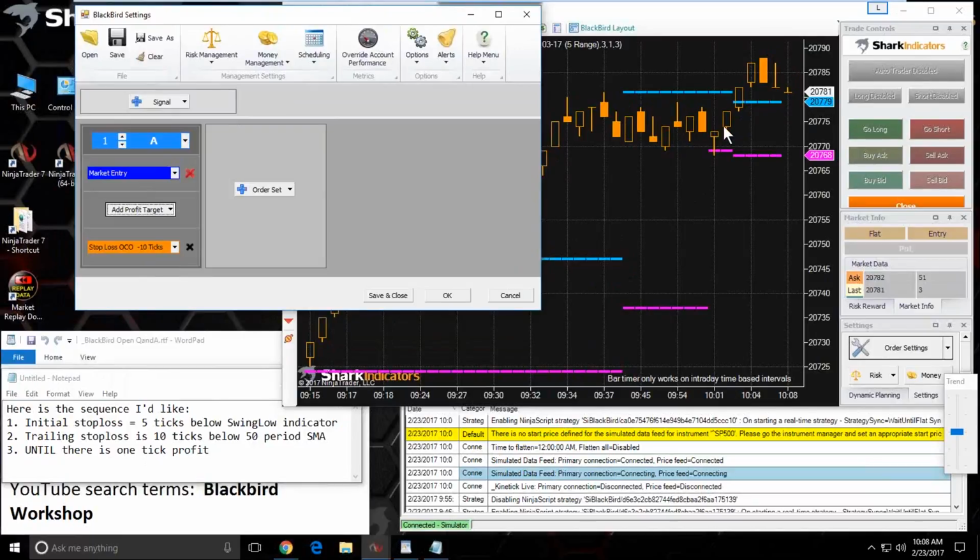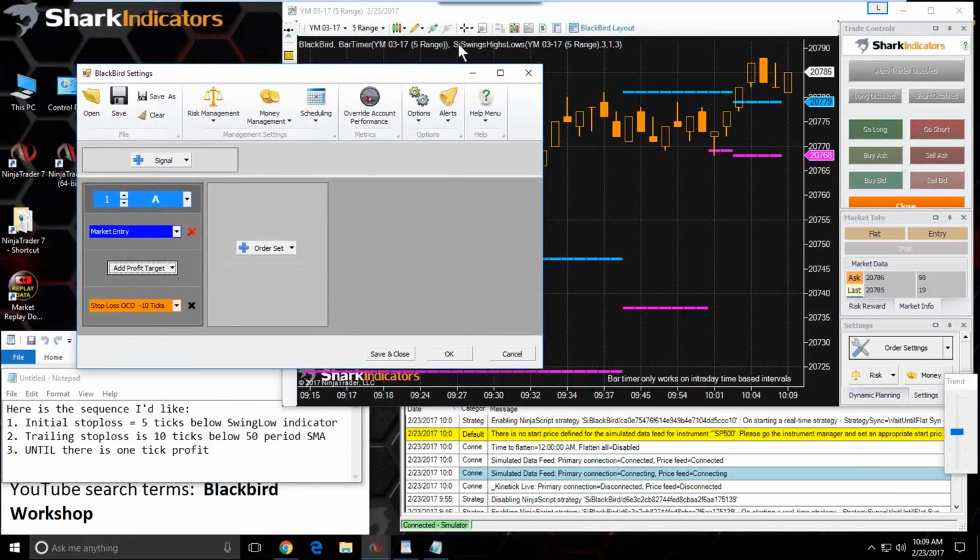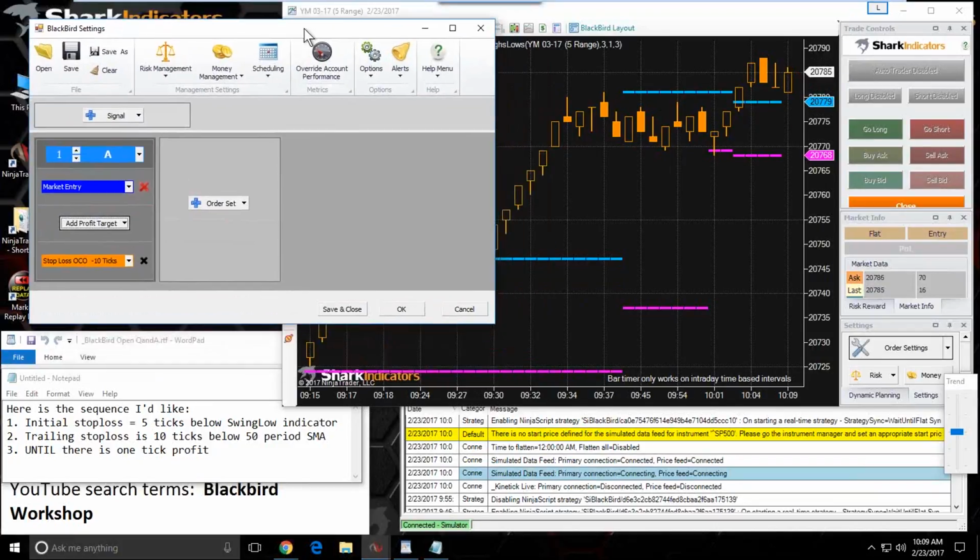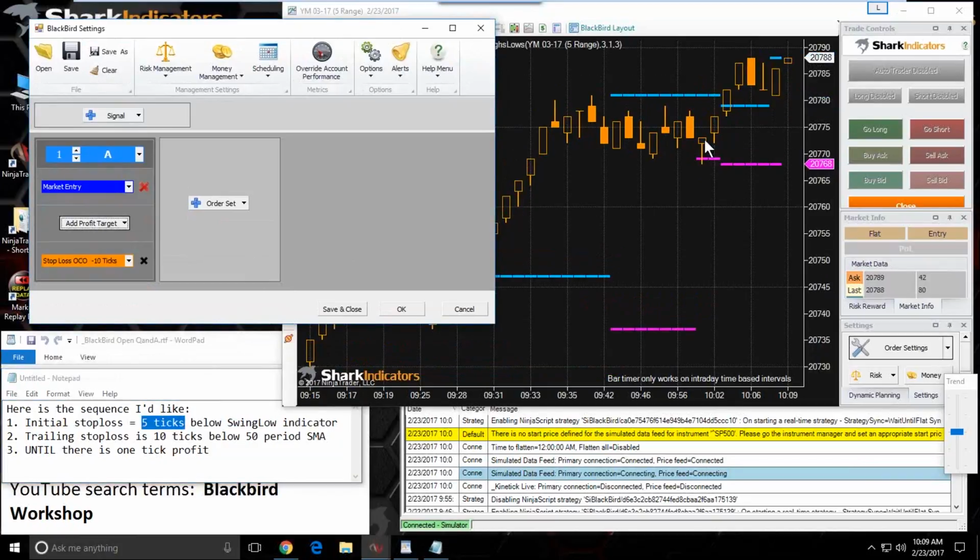If you take a look at the chart, I have an indicator on here. So that's plotting magenta and blue lines, right? You can see this indicator is plotting the swing highs and the swing lows. That is the SI swings highs lows indicator, so that's what we're going to use here. We're going to use it for the initial stop loss, but we want it 5 ticks below that. So it's going to be 5 ticks below the magenta line here.